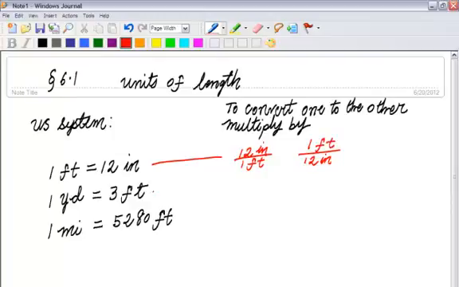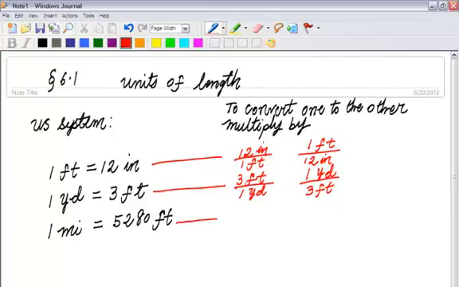Same way here, if I'm trying to convert yards to feet, I'm going to multiply by the fraction with 1 yard in the denominator and 3 feet in the numerator. We're going to talk about the metric system later. And then if I want to convert feet into yards, I'm going to put 3 feet in the denominator and 1 yard in the numerator.